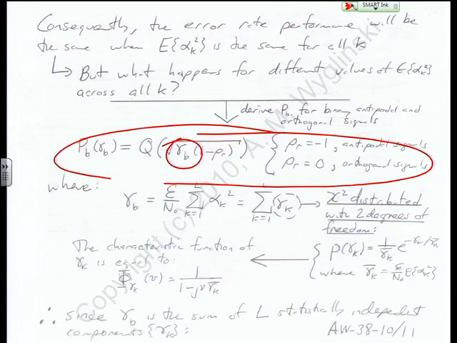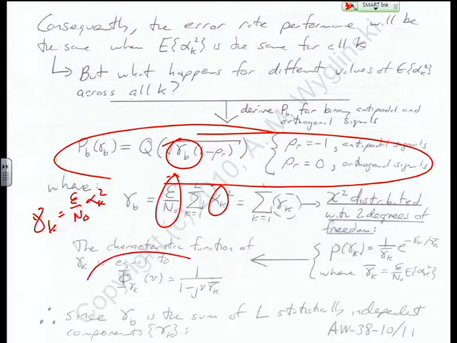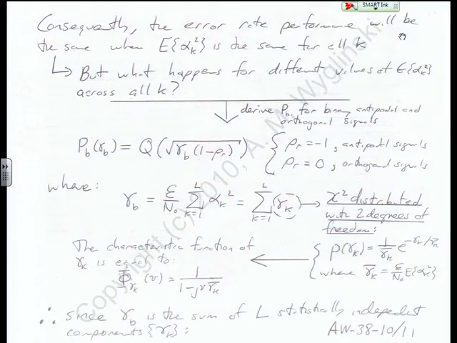Let's say we rewrite it as a summation of these gamma k's. Each one of these alpha k squared multiplied by these constants, we call a gamma k. So gamma k is equal to epsilon over N naught times alpha k squared. And this turns out to be chi squared with 2 degrees of freedom. We know what the characteristic function is. We know that they're independent of each other. So you know where this is going. We have a sum of these.